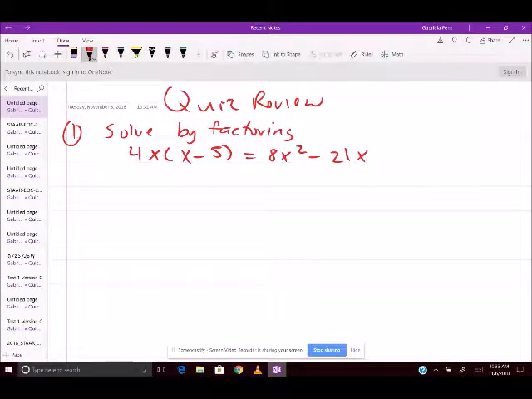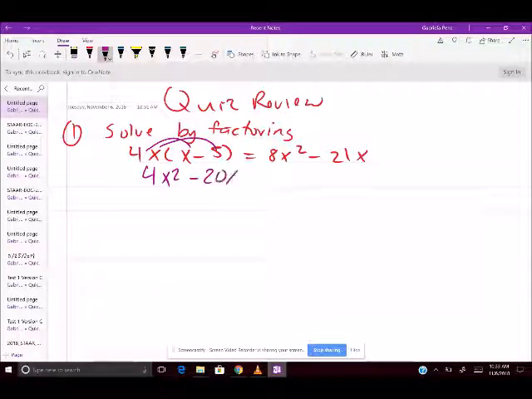Distribute, right? So that should totally be the first thing. Distribute these two. So 4x times x becomes 4x squared. 4x times a negative 5 is negative 20x, equals 8x squared minus 21x. Now, what should I do next?